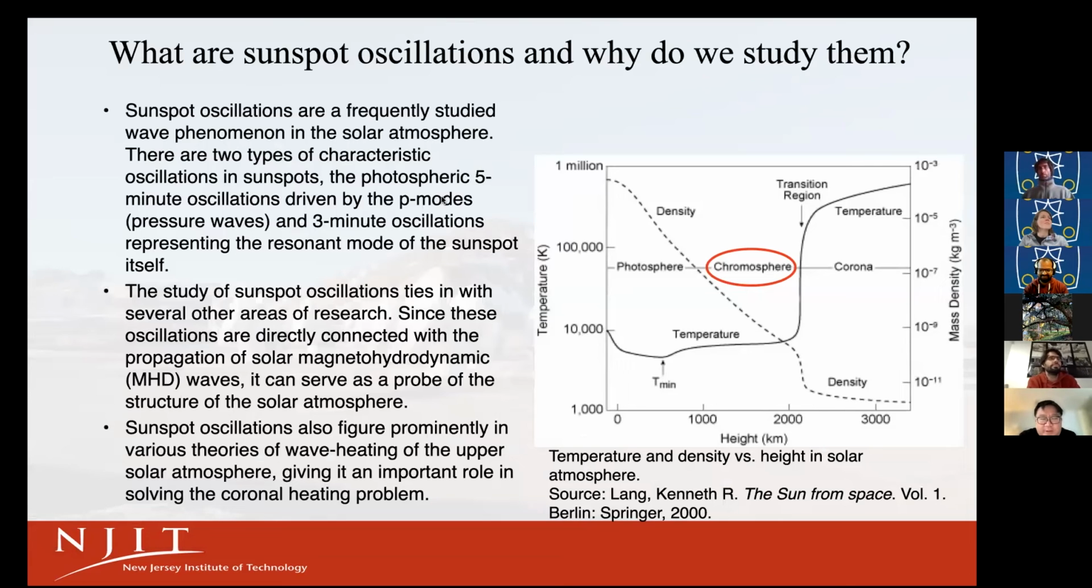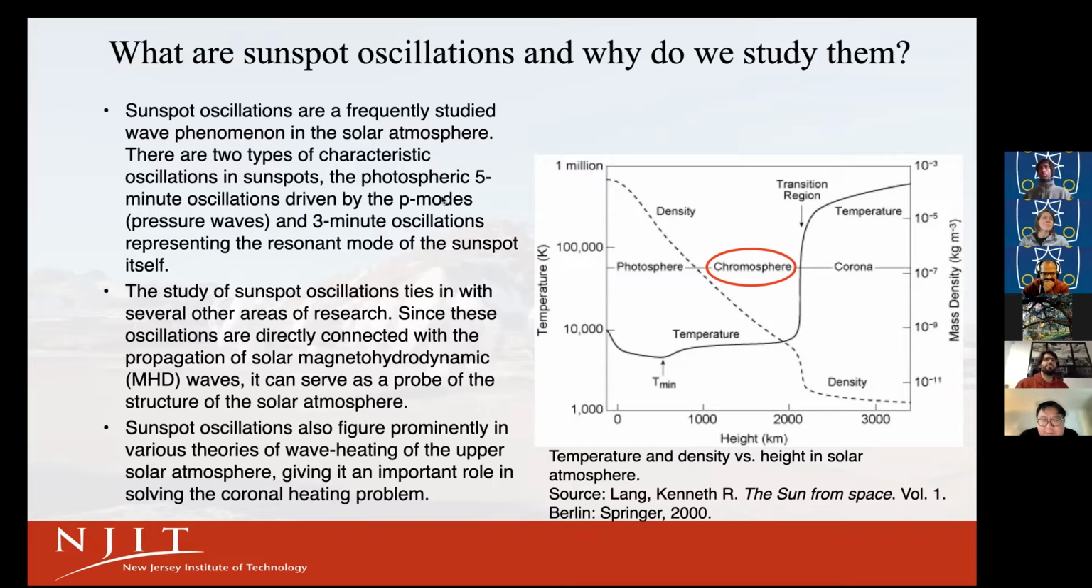So let me get to the point. What is a sunspot oscillation, and why do we study them? Sunspot oscillations are a frequently studied phenomenon in the solar atmosphere. There are 2 types of characteristic oscillations in the sunspot. The first is the 5-minute oscillation driven by the pressure mode, the P mode, that's the pressure wave, and also the 3-minute oscillations representing the resonant mode of the sunspot itself.